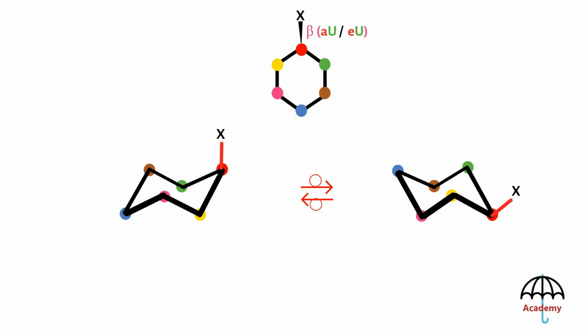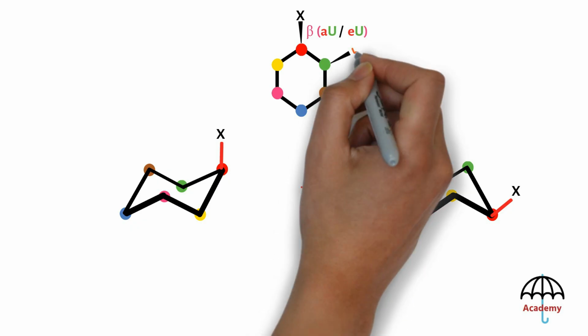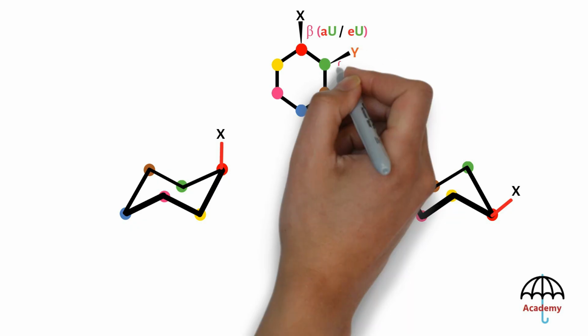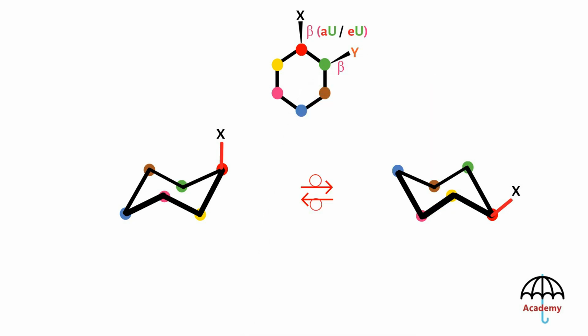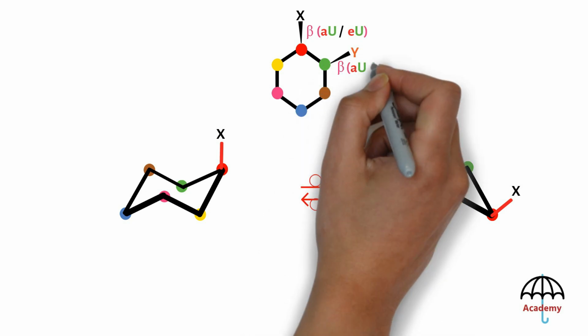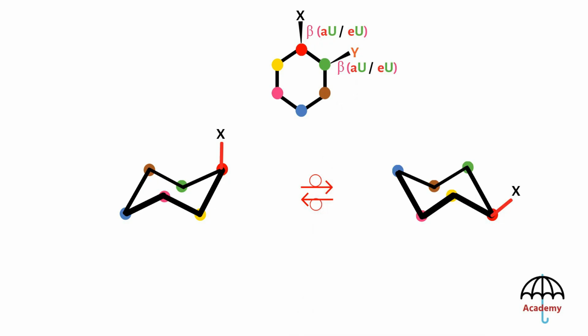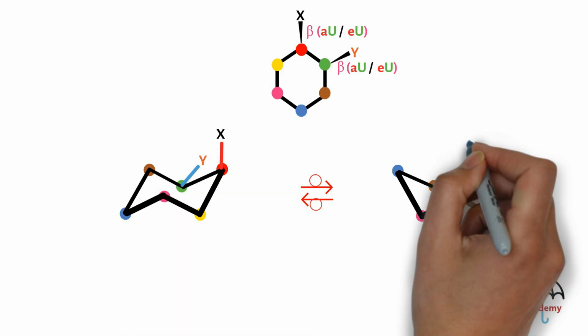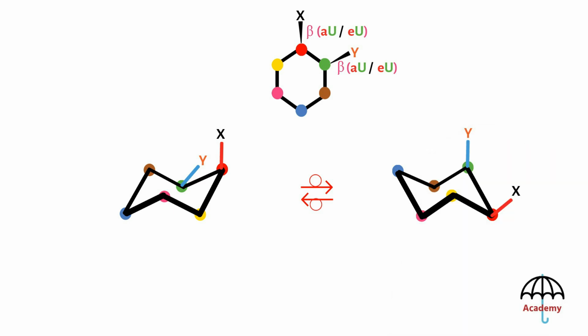I attach another substituent Y on adjacent green carbon as wedges. It means it is beta. In the chair form it will be either axial up or equatorial up. In the chair form we have already placed red carbon in up position, so that adjacent green carbon must be down carbon. And on this carbon, beta position is equatorial. So I attach substituent Y on equatorial up position. In the flipped chair, substituent Y will change to axial up position.